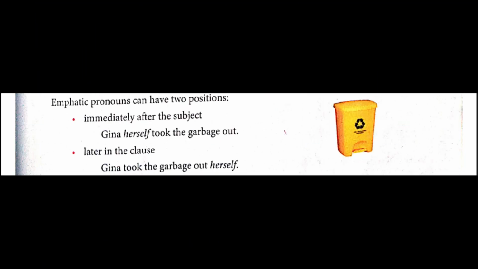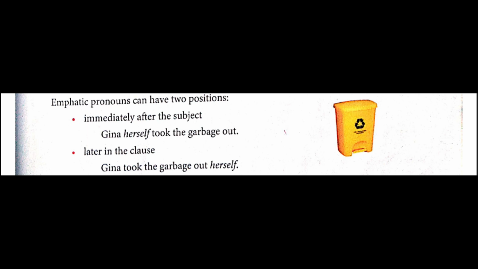Emphatic pronouns can have two positions. What are the positions? You should check it out. Immediately after the subject. When I told two examples, he himself or we ourselves. So here you had seen that next to the subject only it came. So here first rule, immediately after the subject. Geena herself took the garbage out. So here next to Gina only, and one more rule is there.